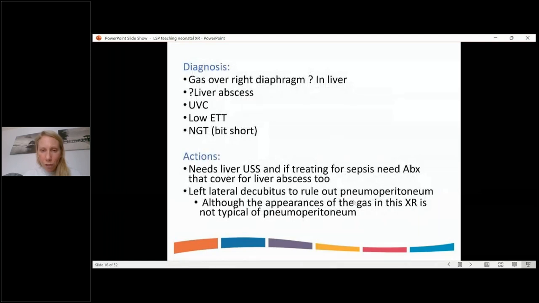And that baby had a liver ultrasound, and it was felt to be a liver abscess that was felt to be from a mal-sited UVC, but it completely resolved after 7 days of IV antibiotics.